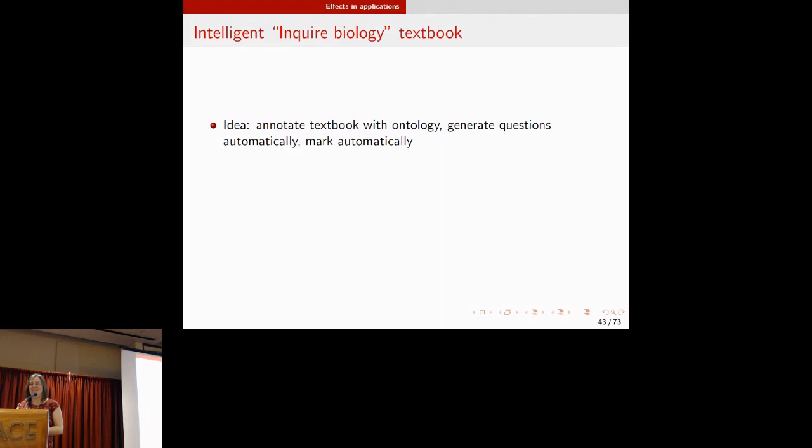So we're going to look at that one. One that, from the moment that I saw it, was really nice, is what is called an intelligent textbook called Inquire Biology, developed by SRI. The idea was to annotate a textbook with the ontology that was developed for that specific textbook, and then you can annotate it with those ontology terms, and then you can generate questions automatically and mark them automatically. And who wouldn't want to have that, especially in all this remote learning that we have to do with ever more students and fewer academics.